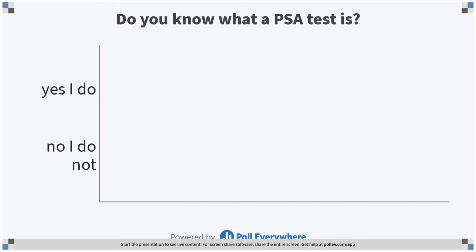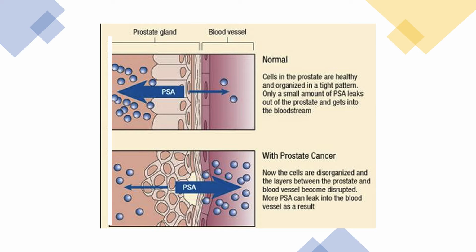PSA stands for prostate-specific antigen, and this is a screening test. It's a blood test for prostate cancer. Normally, the healthy organized cells in the prostate only allow a small amount of this antigen to get into the bloodstream. But with prostate cancer, cells are disorganized and more of this antigen can leak out into the bloodstream, so the PSA levels may be higher. The thing is, it's not known whether those high levels of PSA are related to cancer or to an infection.